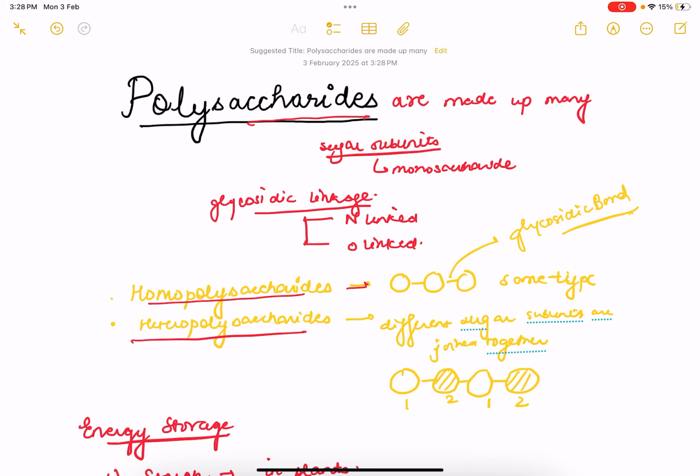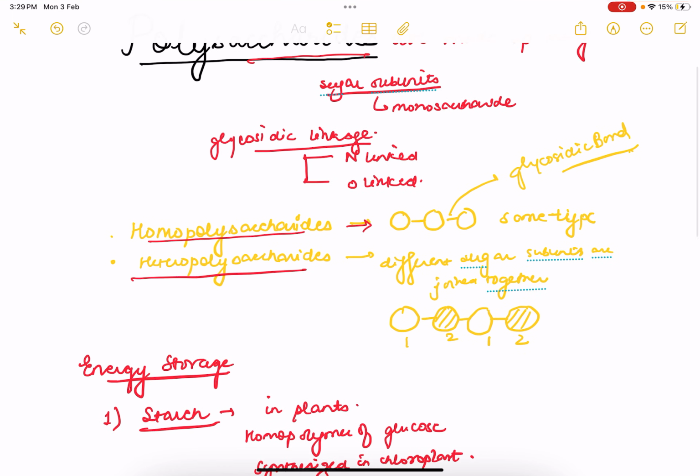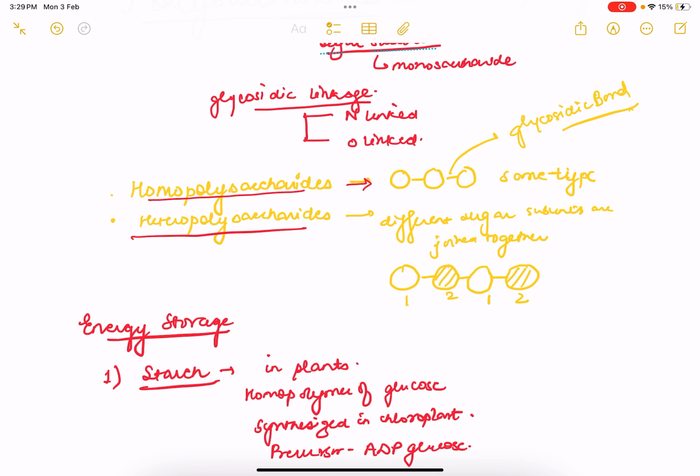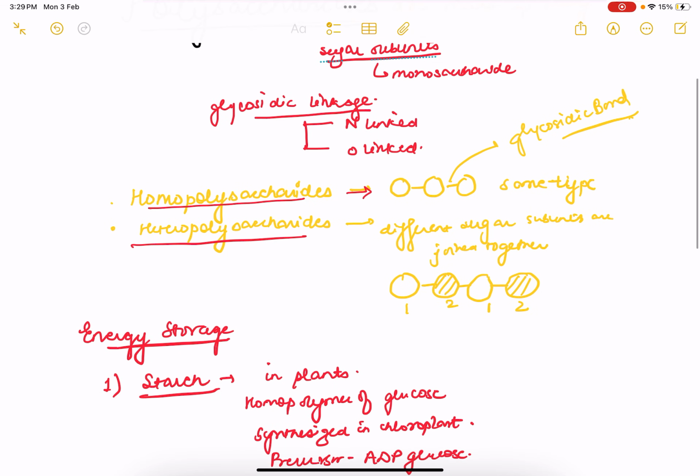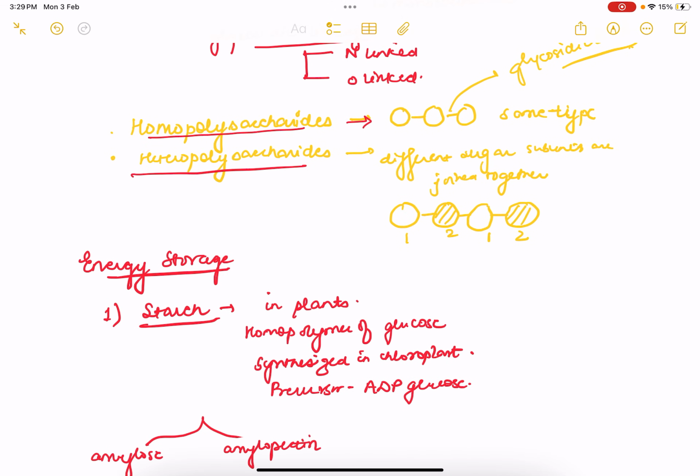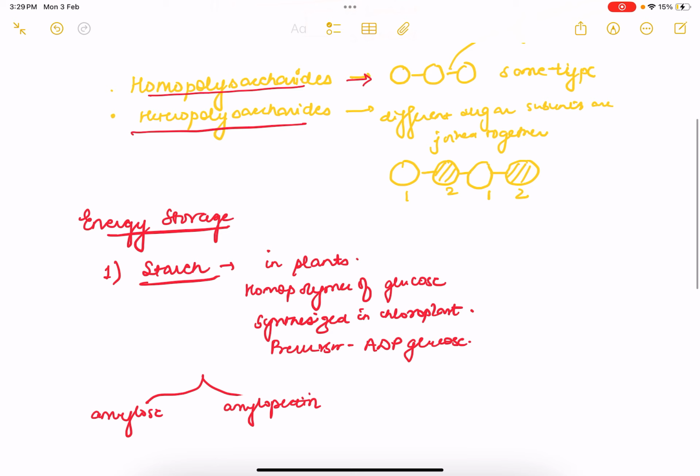Homopolysaccharide means that the repeating subunits of sugars are of the same type, and if different sugar subunits are joined together by glycosidic bonds, then it is a heteropolysaccharide. There are many classes of molecules which come under the category of polysaccharides. They can be energy storage forms or structural components. In energy storage form, the first component is starch.